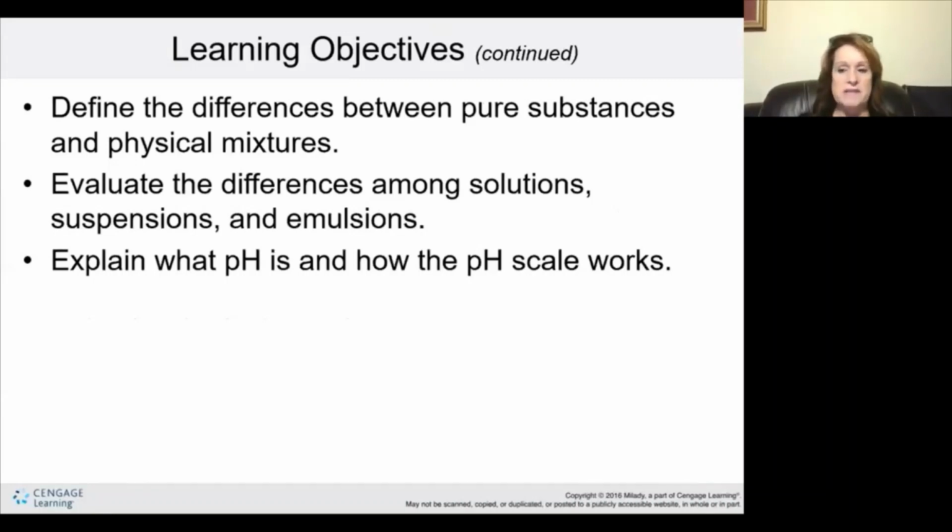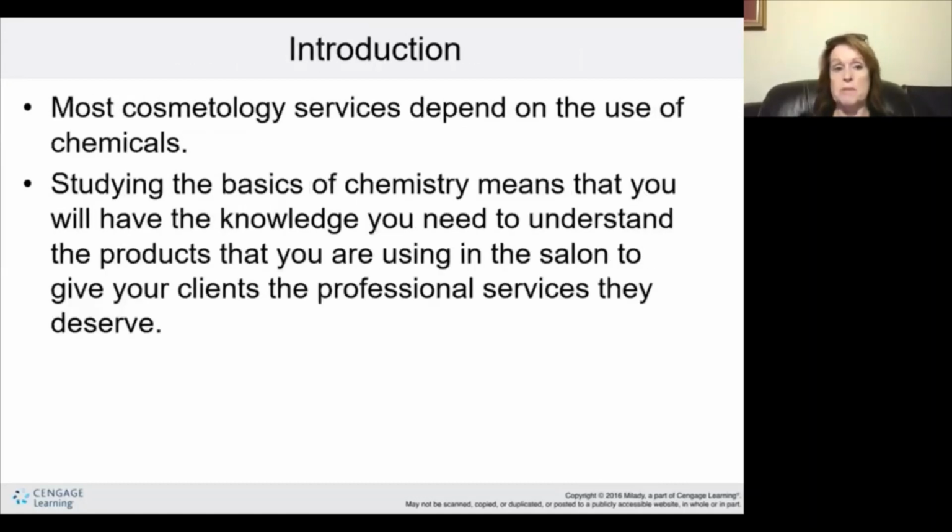Without an understanding of basic chemistry, you would not be able to use the professional products effectively and safely. So this is why chemistry is really an important area for cosmetologists or nail technologists. Every product used in the salon and in cosmetology services contains some type of chemical. With an understanding of chemistry, you will be able to troubleshoot and solve common problems you may encounter with chemical services. So knowing a little bit about chemistry is going to help us to troubleshoot problems that come up in the salons.